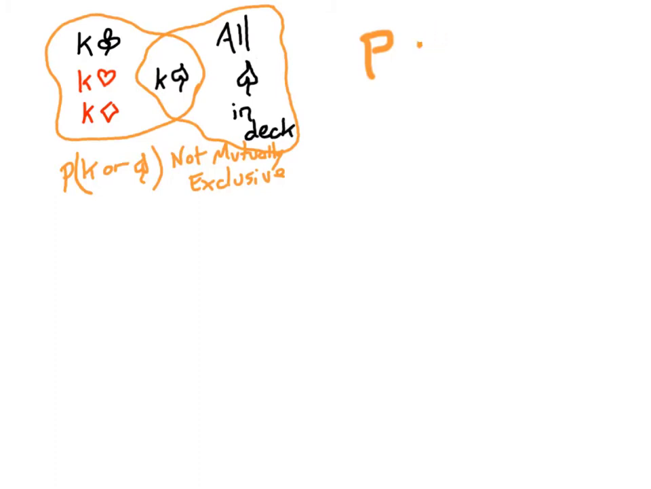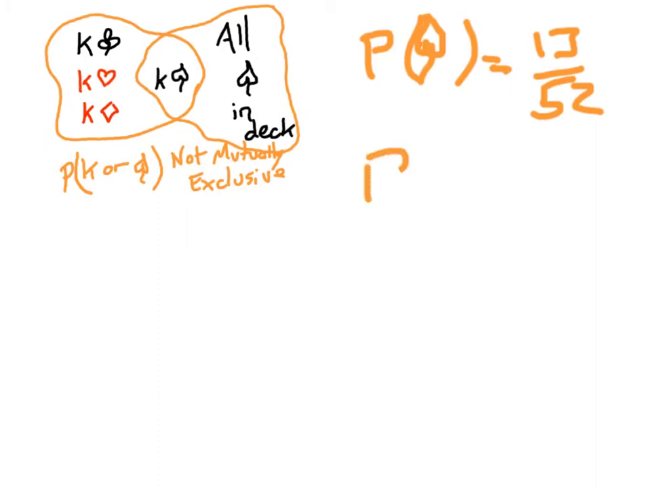The probability of having the spade would be 13 out of 52 because there are 13 spades in a deck. And the probability of having a king would be 4 out of 52. But unlike before, we cannot add them, okay? You can't just add them and come up with 17 out of 52 because you have some overlap. So you actually need to take that into account. So you would add them and then subtract your overlap is what you end up doing.